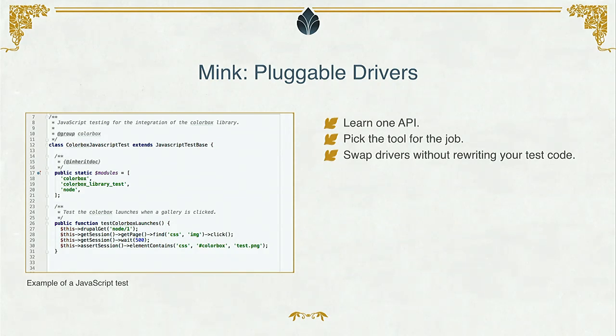And in this little example, we're visiting a node page. We're going to find an image, click on it, wait a little bit, and make sure that a color box launches. So since it's a real browser executing JavaScript, we can do these kind of actions.